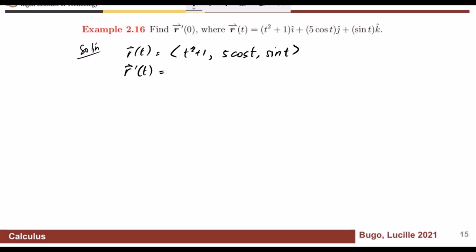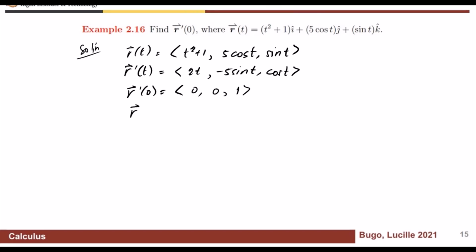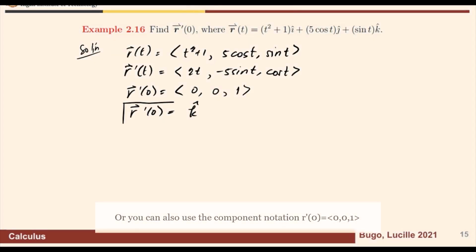will be the derivative of each of these components. The derivative of t squared plus 1 with respect to t is just 2t. For 5 cosine t, the derivative is negative 5 sine t, and the derivative of sine t is cosine t. And then our r prime of 0 is just equal to 0. Sine of 0 is 0 times negative 5, that's 0. And then cosine of 0 is 1, so we have here 1. So therefore, r prime of 0 is just k hat.